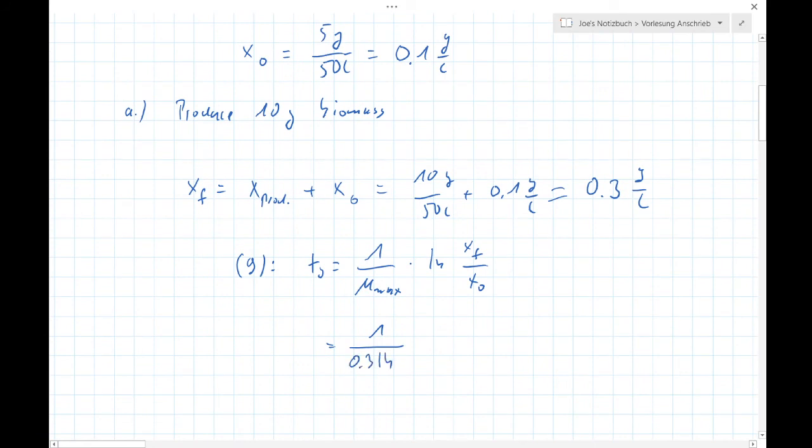0.3 per hour fold ln. Final concentration is 0.3 grams per liter divided by 0.1 grams per liter. Of course, that gets kicked out. At the end, you will have hours. That's a good thing. And then you put everything in your pocket calculator, and what you should get at the end is 3.7 hours. So this is our batch time, which is needed to produce 10 grams of biomass.